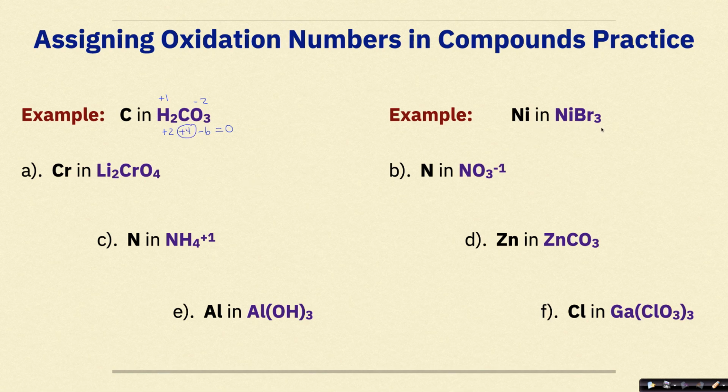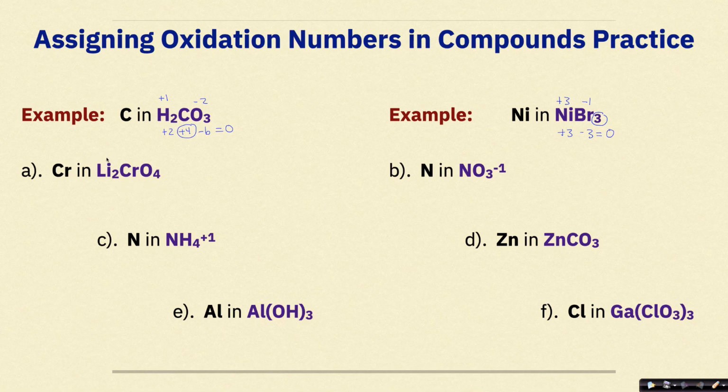Ni in NiBr3. We're going to uncrisscross this 3 because nickel can have multiple oxidation numbers. Therefore, nickel is going to be plus 3. Bromine has to be negative 1. So negative 1 times 3 gives us negative 3. Everything's equal to 0.